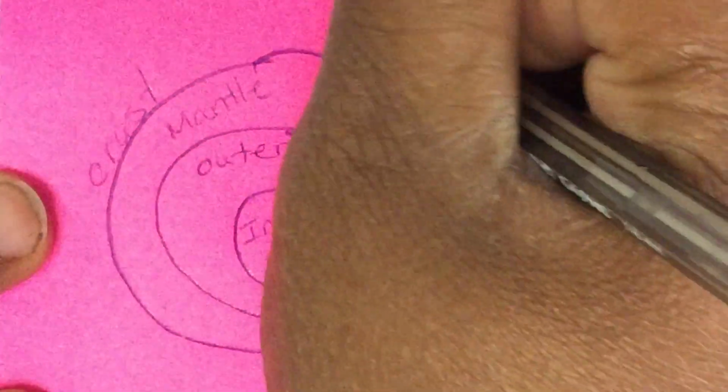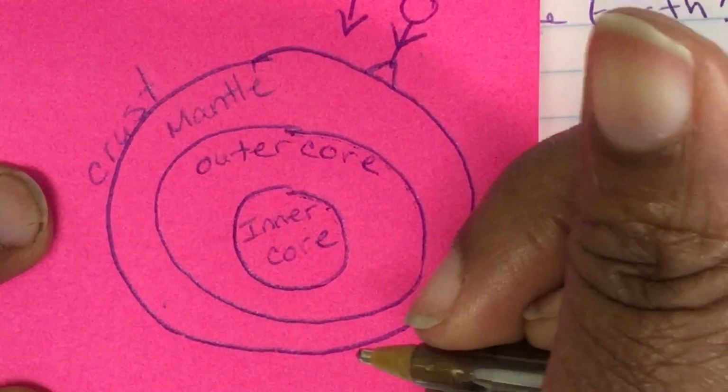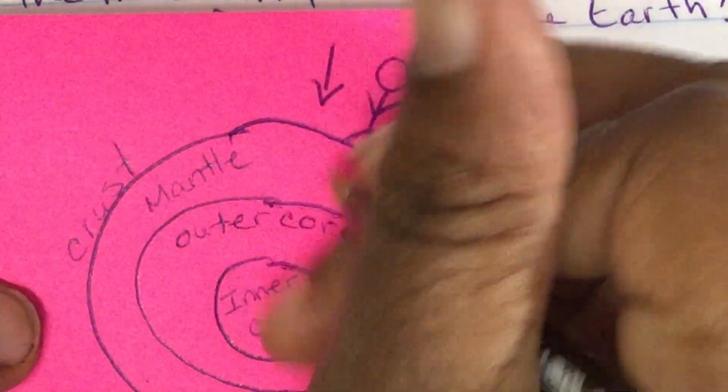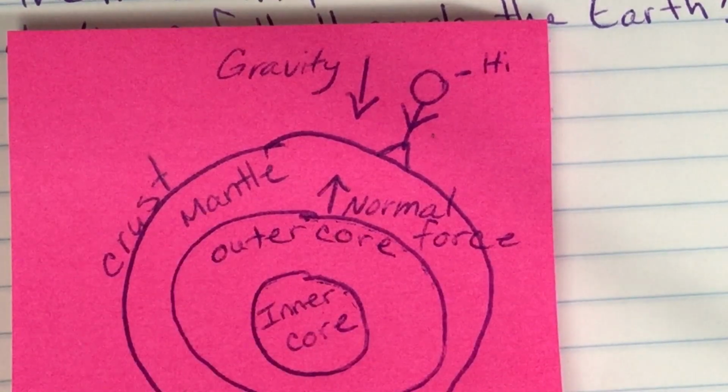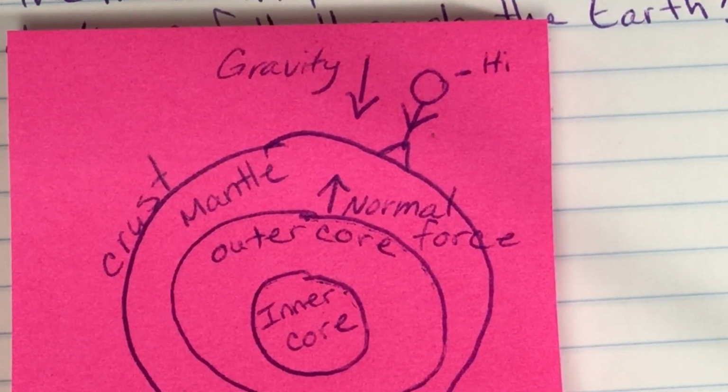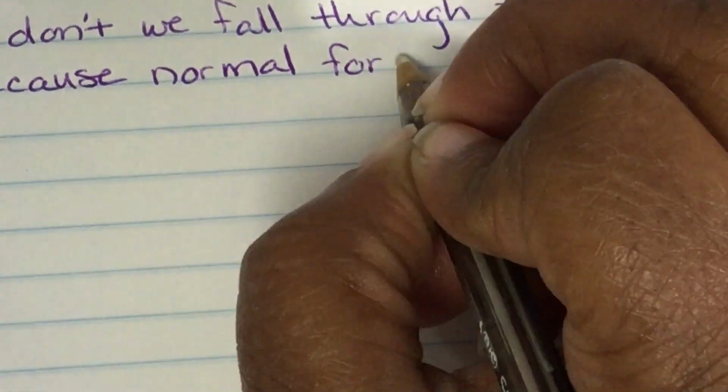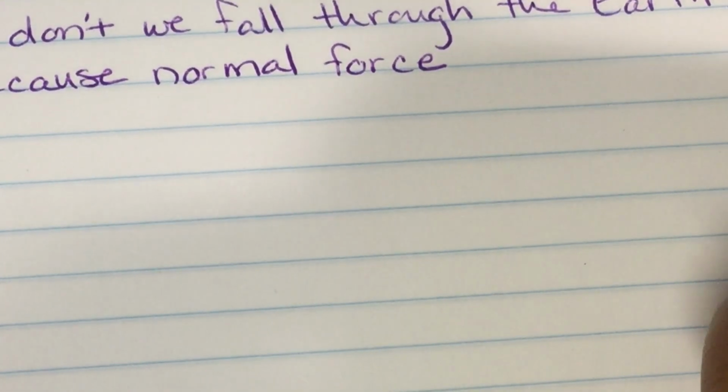The only reason that gravity does not push us down into the center of the earth is because we have another force acting on us, pushing us up, called normal force. So normal force is equal to gravitational force, meaning they cancel each other out. So as long as there is normal force pushing us up, gravity can't push us all the way down through the earth. So why don't we fall through the earth? Because normal force pushes us up, canceling out gravity.